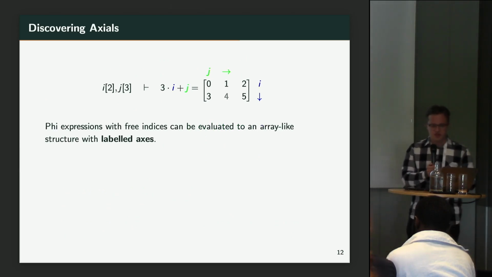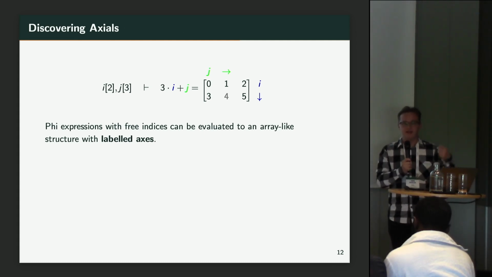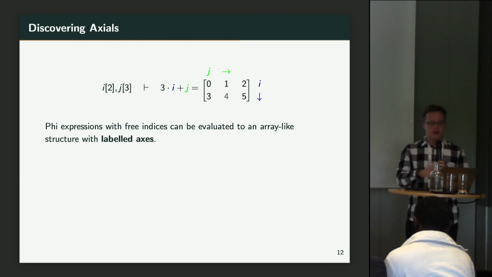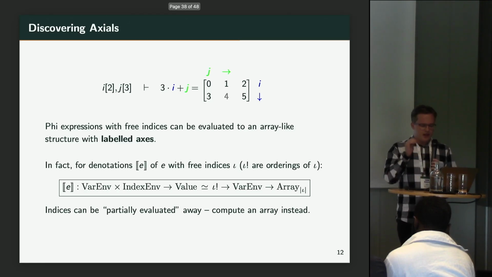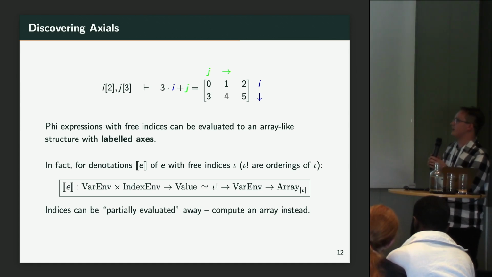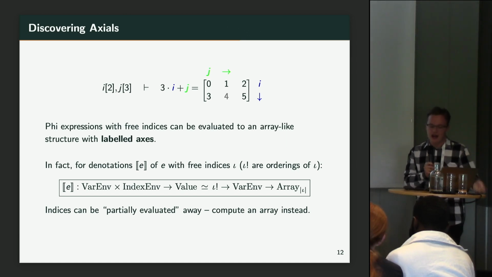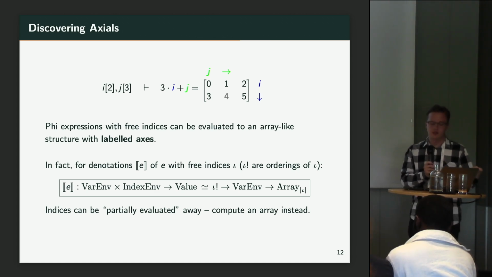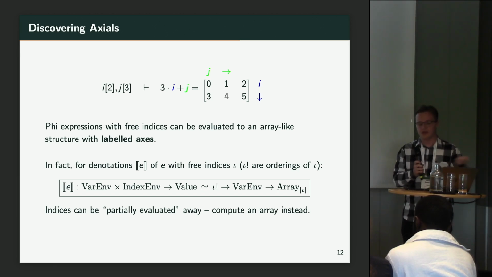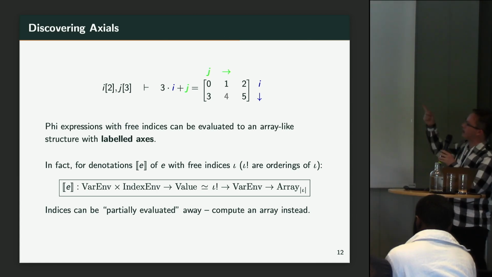So there's a structure here of these matrices with labeled axes, or arrays with labeled axes in general. And this leads us to a compilation scheme which relies on computing these array-like structures. These structures are called axials. And here's an equation which is a bit daunting, I think. But what it's essentially saying, and which I try to argue for with an intuition or derivation, is that if I have a phi term which needs an assignment to variables and an assignment to indices, and it gives me some value once I give it those assignments, then this is as if I said, okay, these indices should occur in this order. So for instance, there I selected that i goes first and j goes second. So i is rows, j is columns.